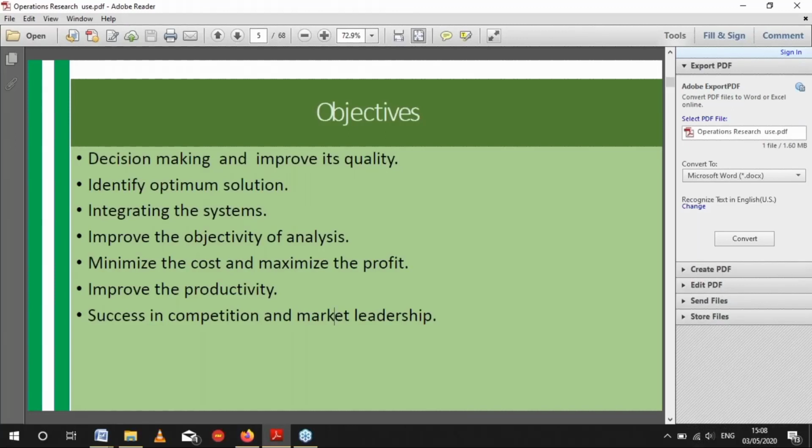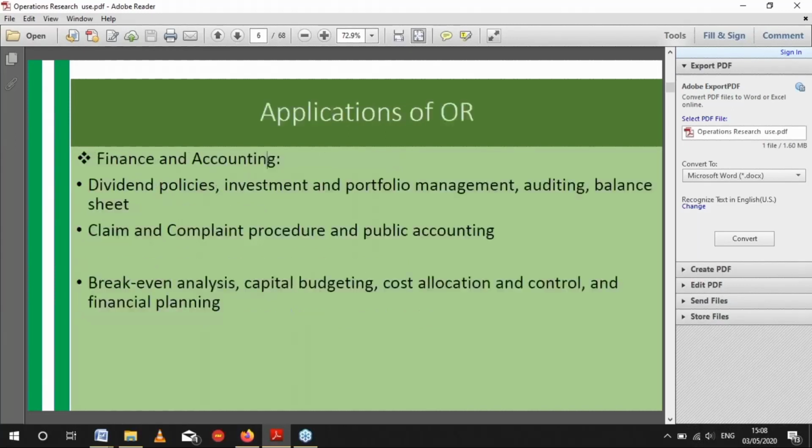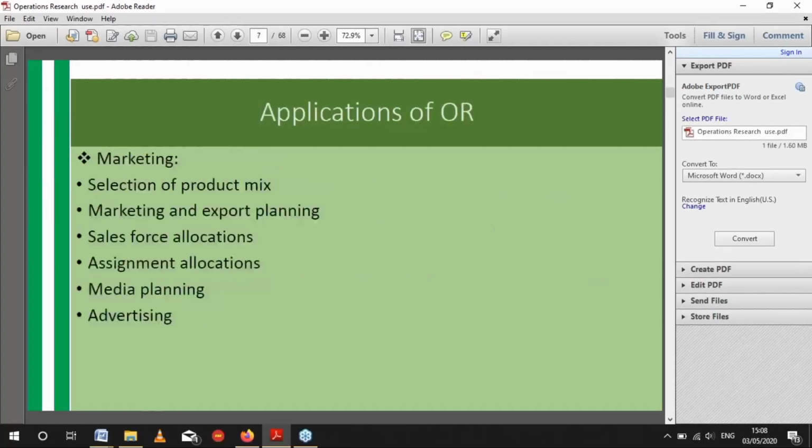Like I told you, no business wants to run on high cost. Every business wants to reduce the cost, minimize cost, and make more profit. Now, the next one, it improves productivity, and lastly, success in competition and market leadership. In market leadership, operation research is very vital, and we'll try to look at some application areas of operational research.